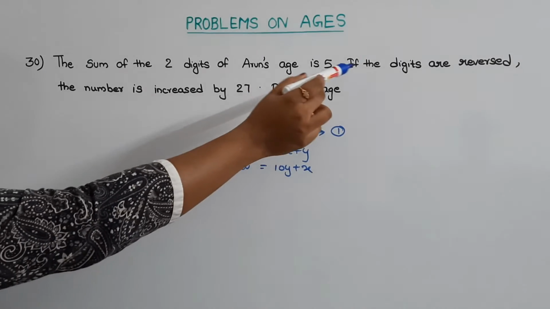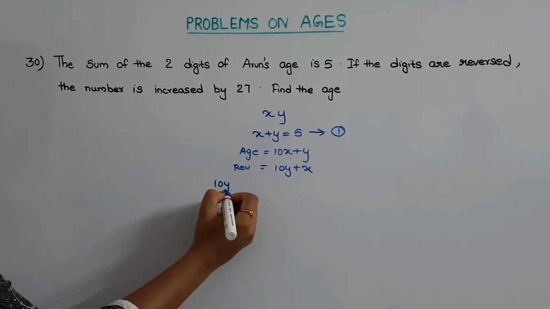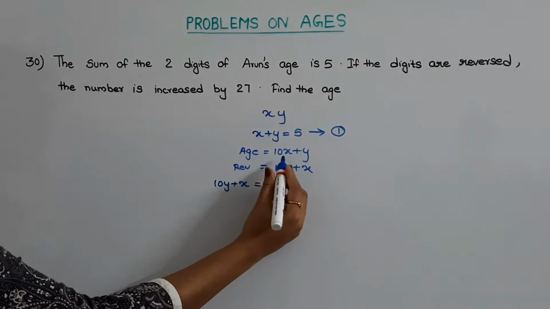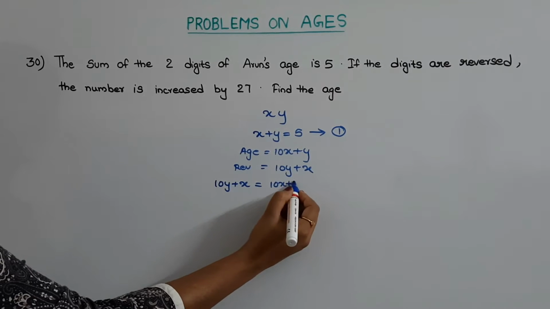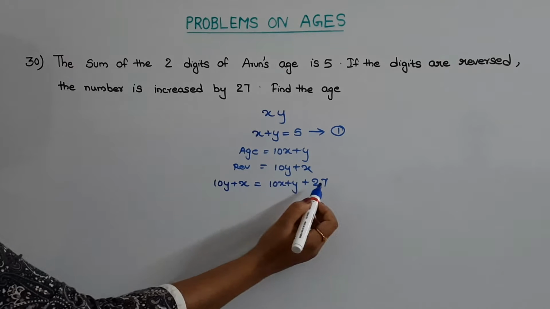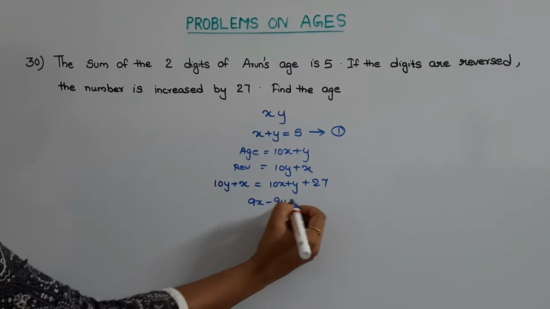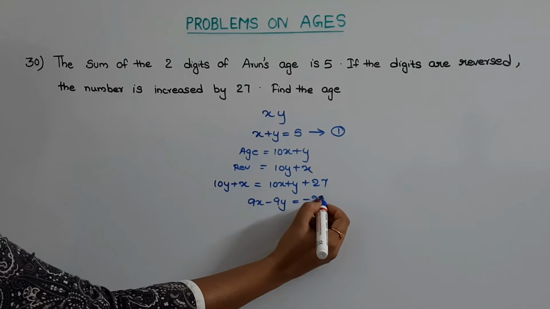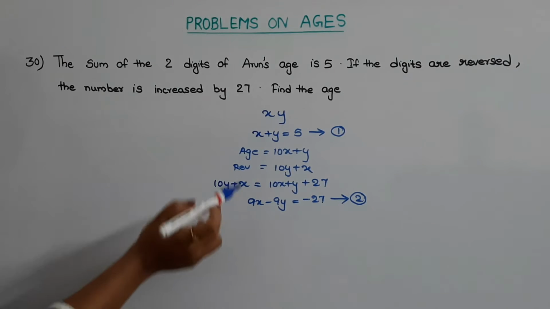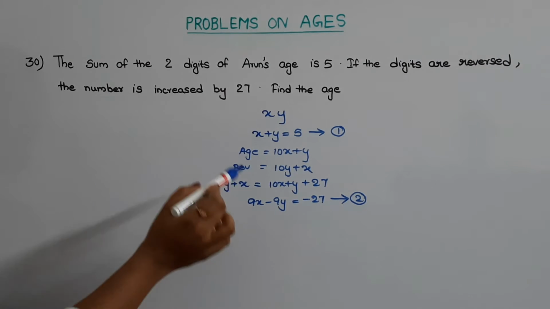Then in the question they are telling that if the digits are reversed, the initial number is increased by 27. That is, 10x plus y is increased by 27. Now on solving this equation, we will get 9x minus 9y is equal to minus 27. Let us consider this as the second equation. Now on solving the first and second equations, we will get the values of x and y.